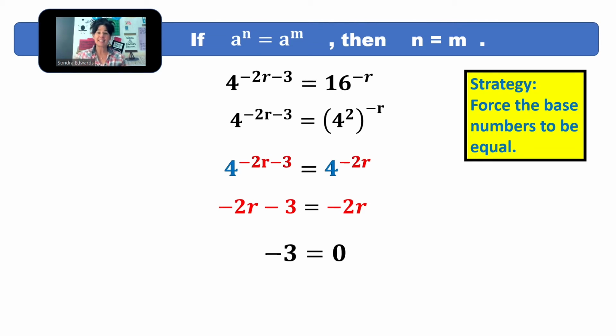There's a couple of things that just happened. Number 1, all of the variables dropped out. Whenever that happens, your final answer is either going to be no solution or all real numbers work. The difference is if all the variables drop out and you end up with a false statement like we have here, the answer is no solution.